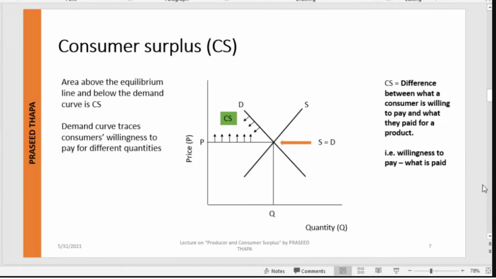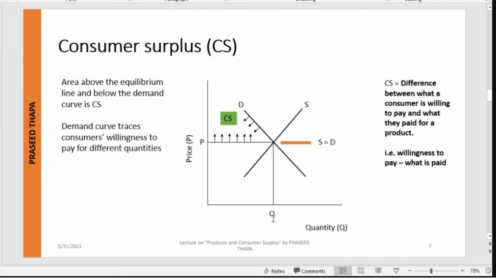I told you that the consumer surplus and producer surplus concept is entirely based on this market equilibrium. We will again draw the same graph. Here the same market equilibrium graph is drawn. D is given and S is given, and this arrow is showing S is equal to D. This is our equilibrium point. Follow my cursor. This is our equilibrium price and this is our equilibrium quantity. Now we are coming into the next topic, consumer surplus.